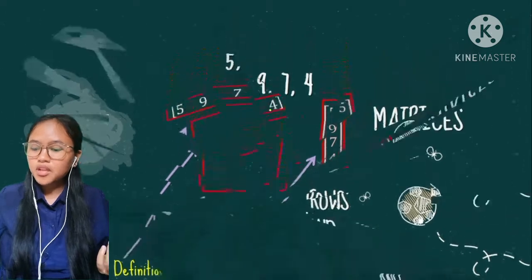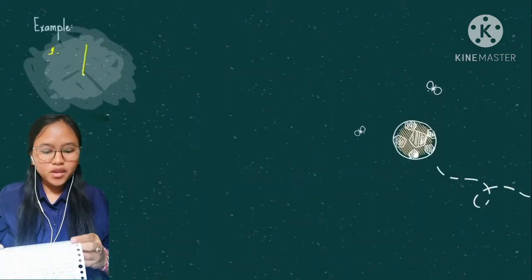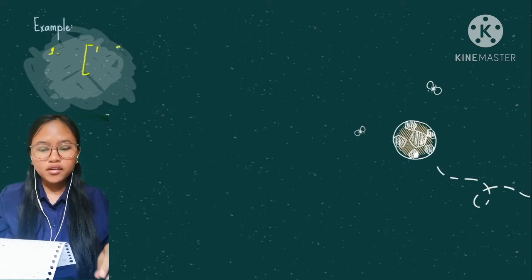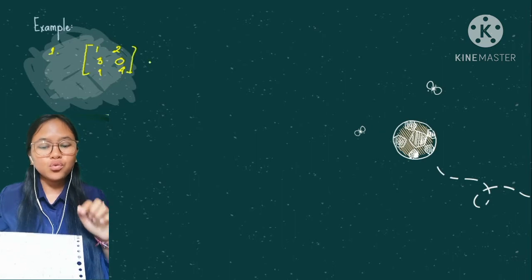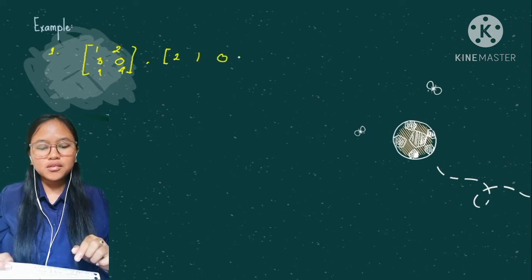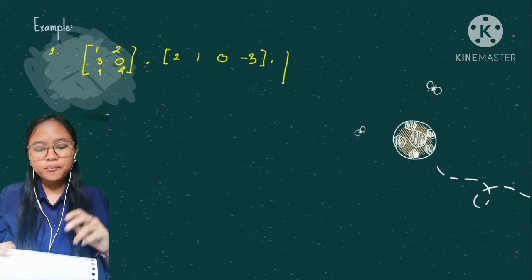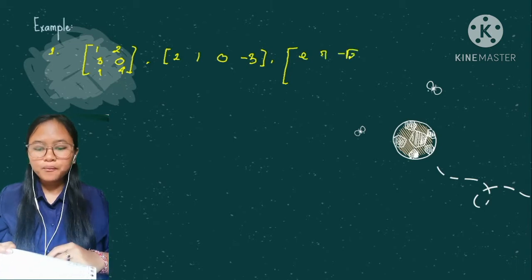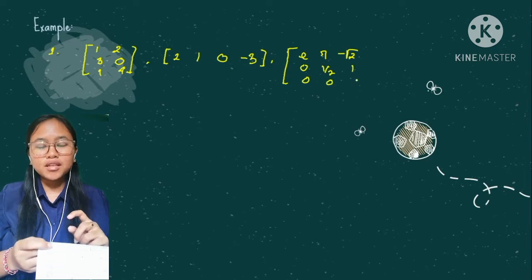Now we have some samples of matrices. That is a matrix with the entries 1, 2, 3, 0, 1, 4, and a matrix with entries 1, 2, 1, 0, minus 3, and another sample is a matrix with e, pi, minus root of 2, 0, a half, 1, 0, 0, 0, and a matrix with entries 1 and 3, and a matrix with entry 4.